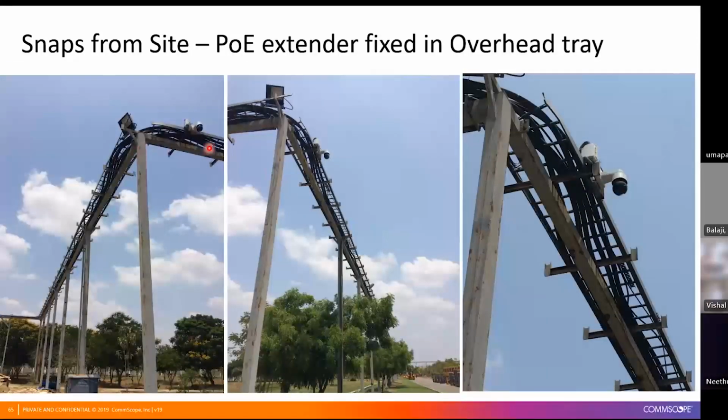Even this is installed on the high tension electrical tray itself. You can see this PoE extender. Since it is a DC power supply unit, there won't be any issues laying it in the electrical trays. So they are connected with the PTZ camera. It has been functioning for more than 5 years now in this project.